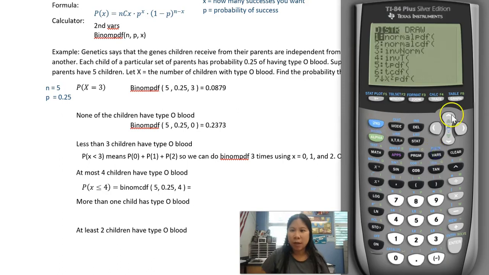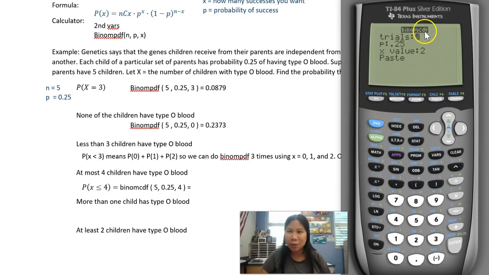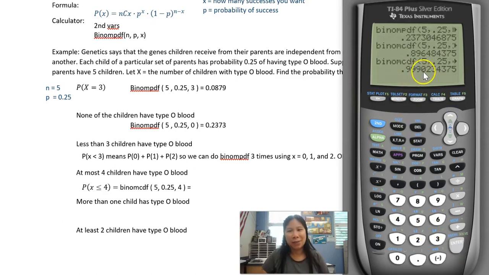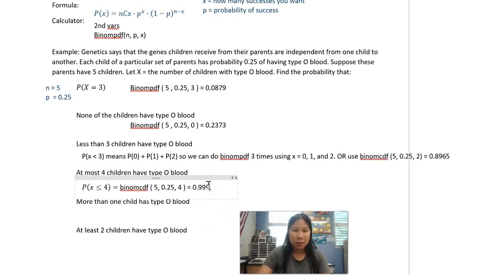So I'm going to go find Binomial CDF again. I'm actually going to just scroll up. That's less things to scroll through. So Binomial CDF. So again, pay attention to whether you're using PDF or CDF and which one you've chosen. It's a common mistake. So N is 5, P is 0.25, X value this time is going to be 4. Enter. And we get 0.9990. So much bigger probability this time. But there we go.